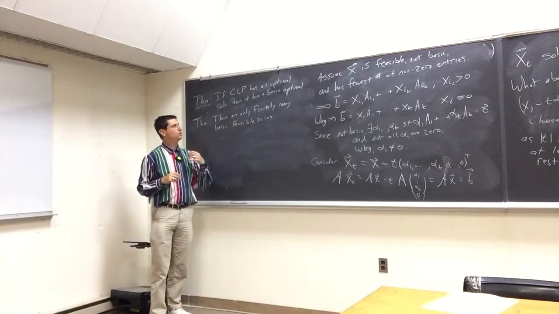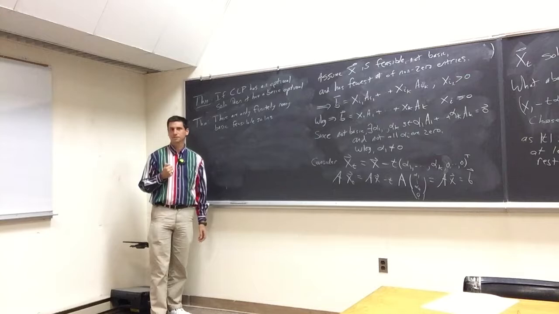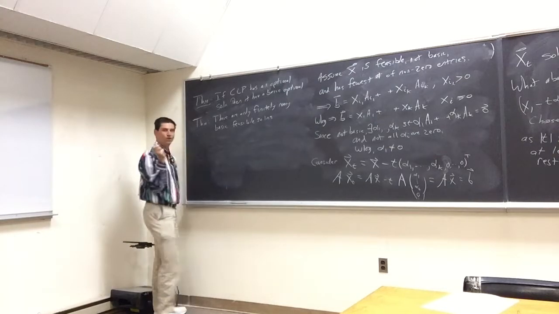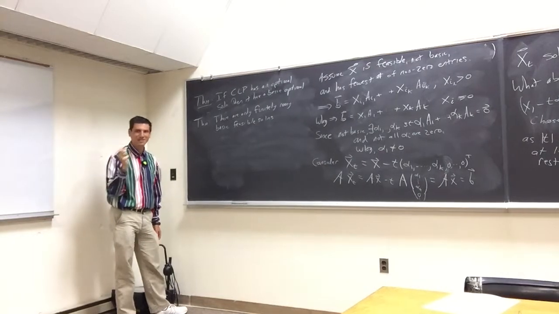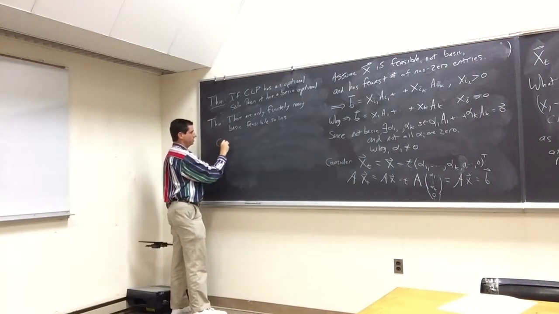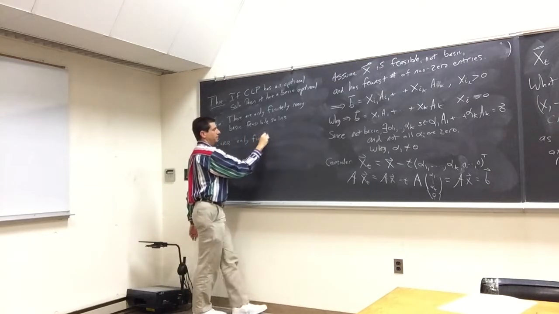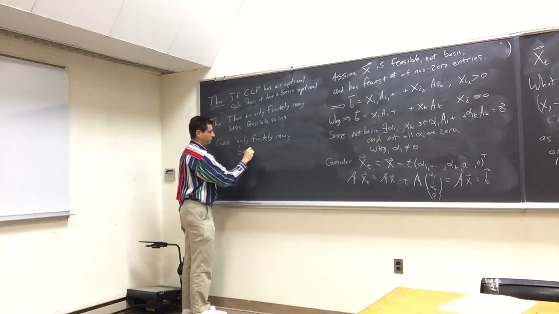So let's say we know that there are only finitely many basic feasible solutions. What should we be able to get as a corollary? There are only finitely many optimal... well, not optimal. Close. Basic optimal, right? So corollary: only finitely many basic optimal.